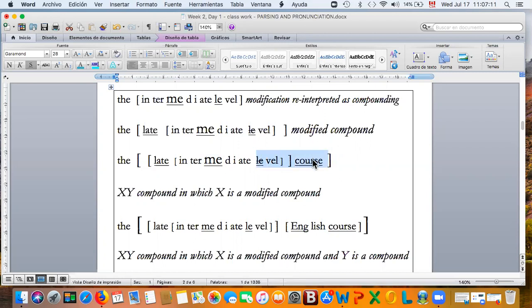All of this here will be on the same level of accentuation. So let's indicate that. The late intermediate level course. The late intermediate level course. Late intermediate level. The late intermediate level. The late intermediate level course. This is more or less middle. This is higher. And all of this here is lower. The late intermediate level course.